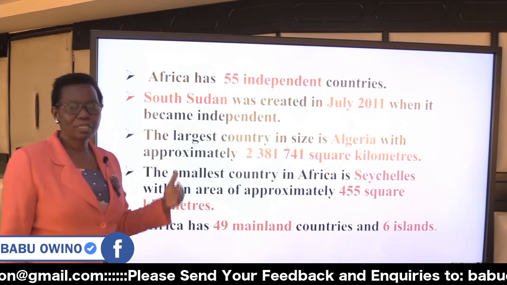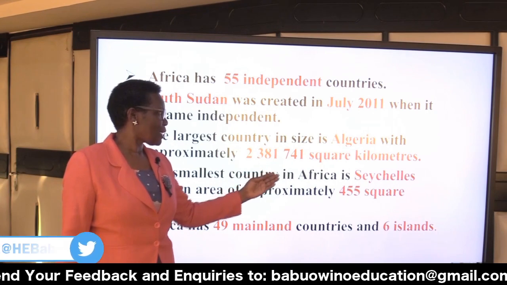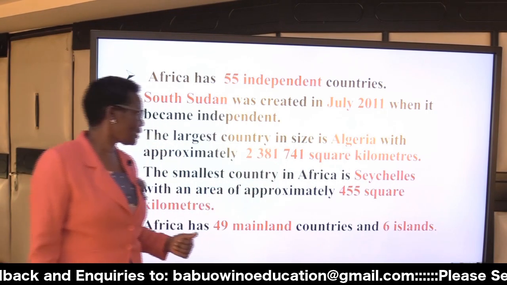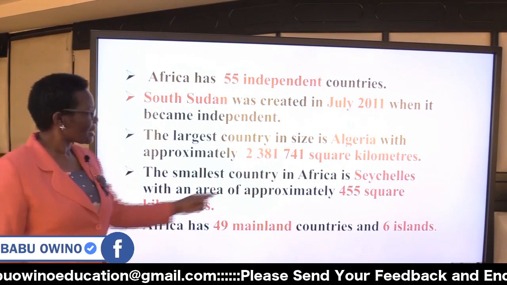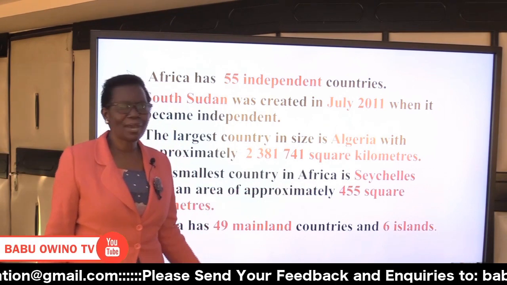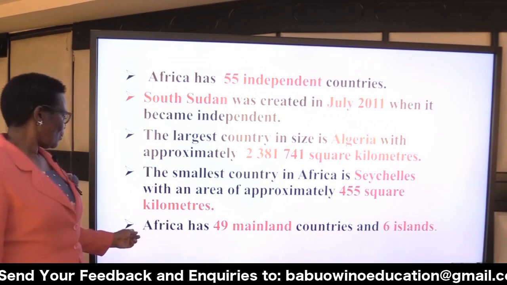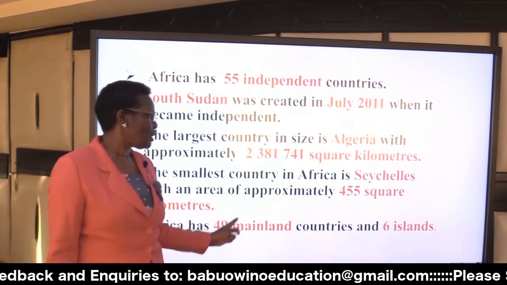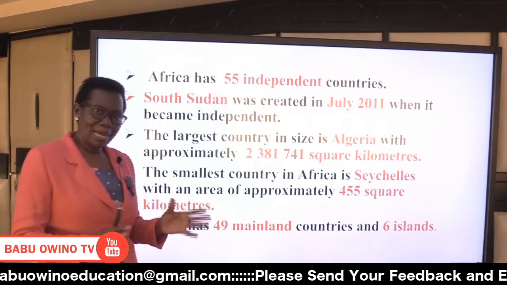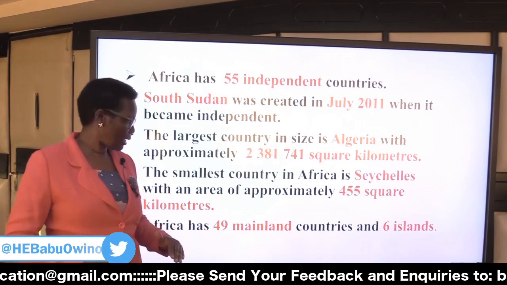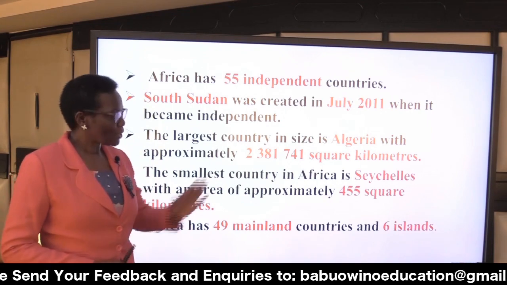And Algeria is approximately 2,381,741 square kilometers. And the smallest country in Africa is Seychelles. So Seychelles has an area of 455 square kilometers. Very small, very tiny. Then we have Africa has 49 mainland countries and 6 islands. I've said the mainland, where we have the land where we step on soil, there are 49. But the ones in the water are 6. So those ones are called islands.